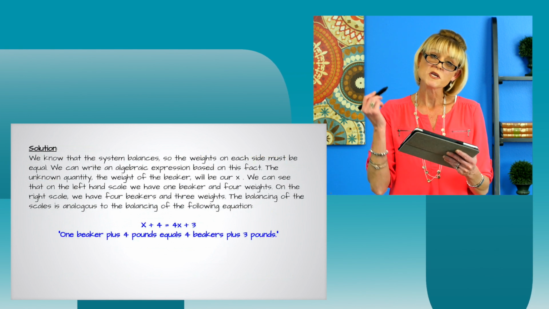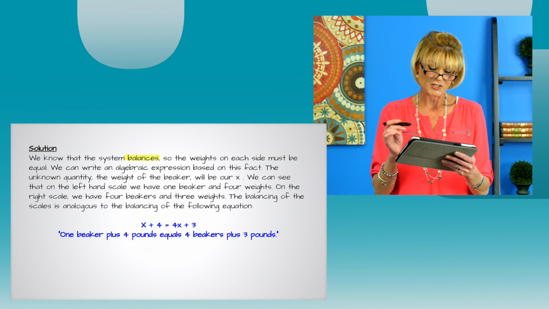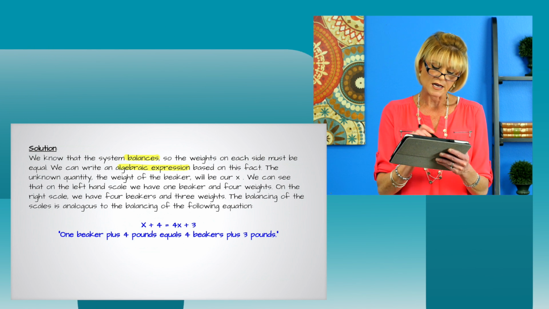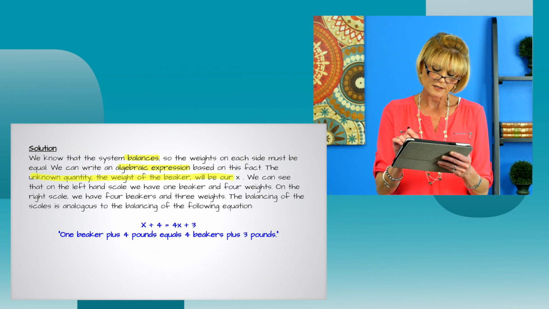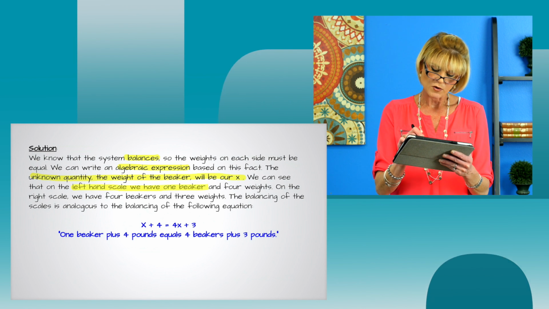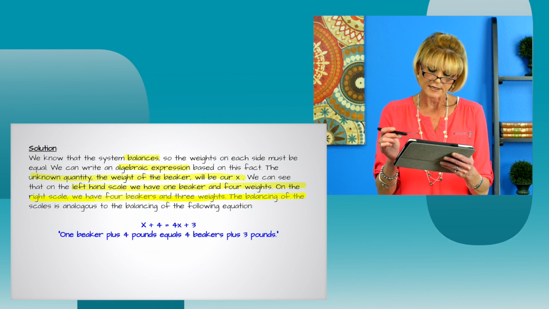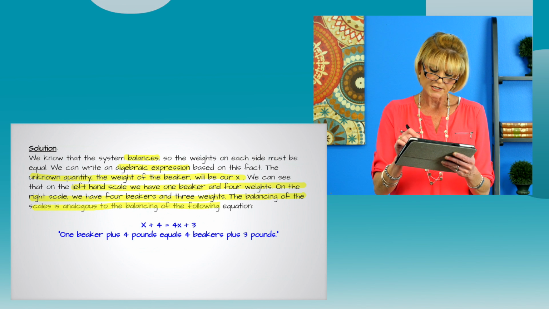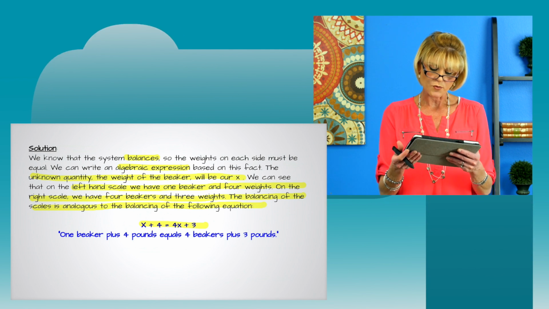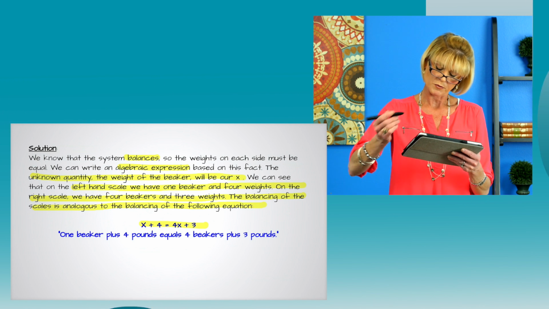Here's our solution. We know that the system balances, so the weights on each side must be equal. We can write an algebraic expression based on this fact. The unknown quantity, the weight of the beaker, is going to be our x. On the left-hand scale, we have 1 beaker and 4 weights. On the right scale, we have 4 beakers and 3 weights. The balancing of the scales is analogous to the balancing of the following equation: x plus 4 equals 4x plus 3, or 1 beaker plus 4 pounds equals 4 beakers plus 3 pounds.